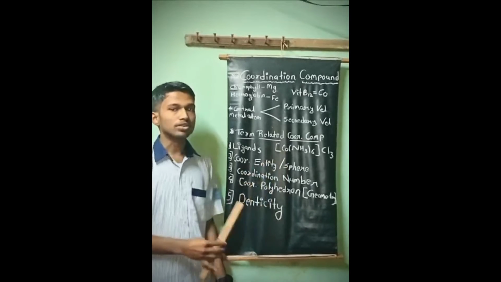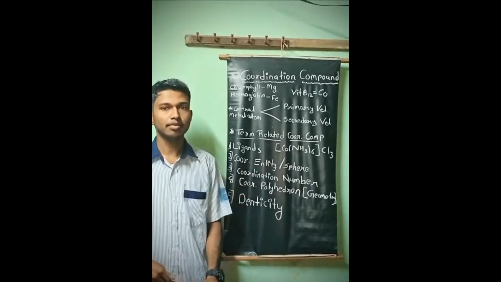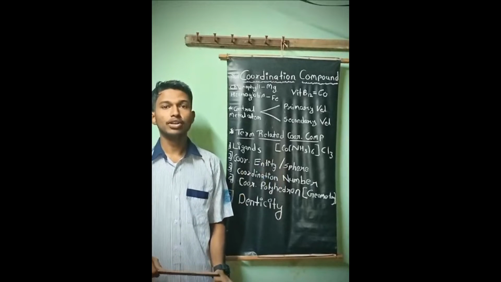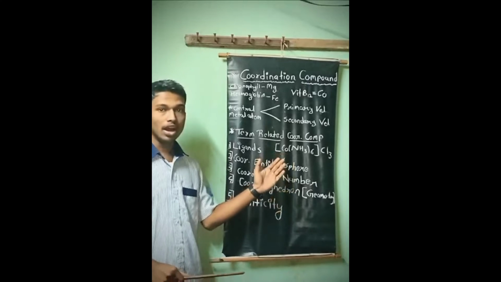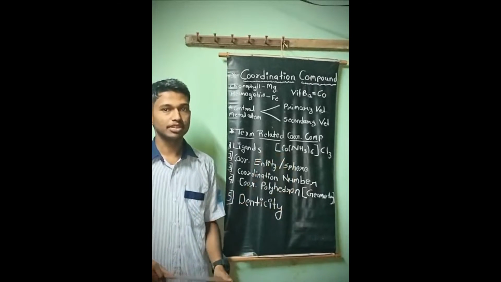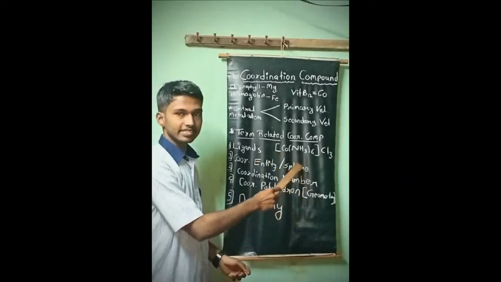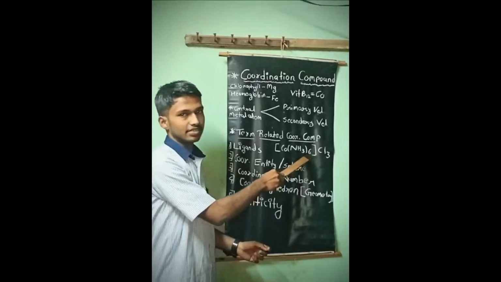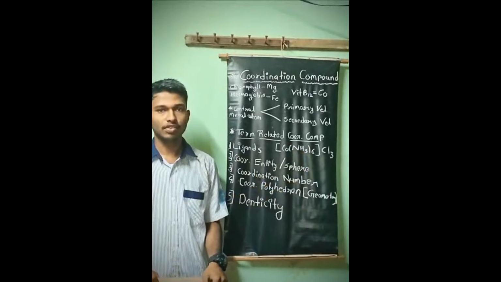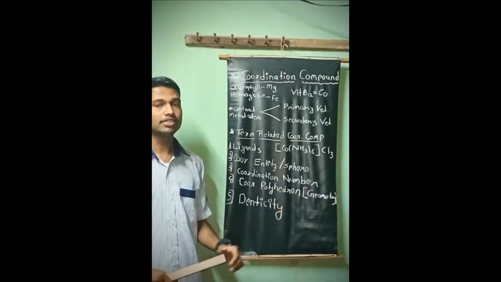Coordination number. Coordination number is nothing but the number of ligand donor atoms which are directly bonded to the central metal ion, and coordination number is nothing but the secondary valency. In this example, we will see that 6 is written, and that is nothing but the secondary valency as well as the coordination number.